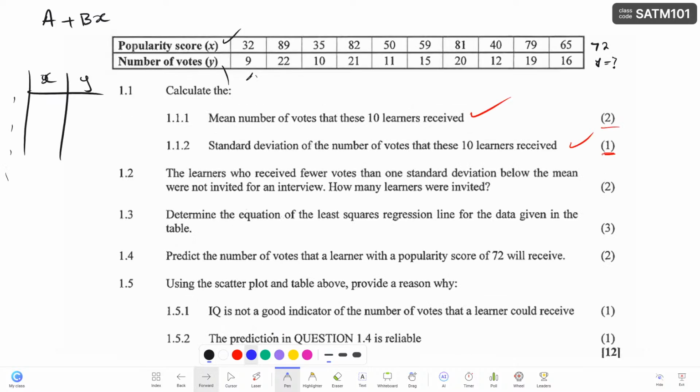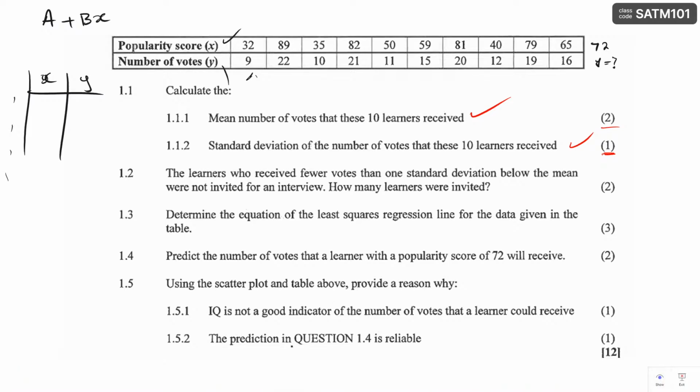So okay, let's go to the next question. The next question, they said, using the scatter plot and the table above, provide the reason why the prediction in question 1.4 is reliable. We want to know whether the prediction that we did is reliable. For that, we need to check how strong our correlation is. If our correlation is strong enough, we can say the prediction that we did in 1.4 is very reliable. So let's check the correlation.